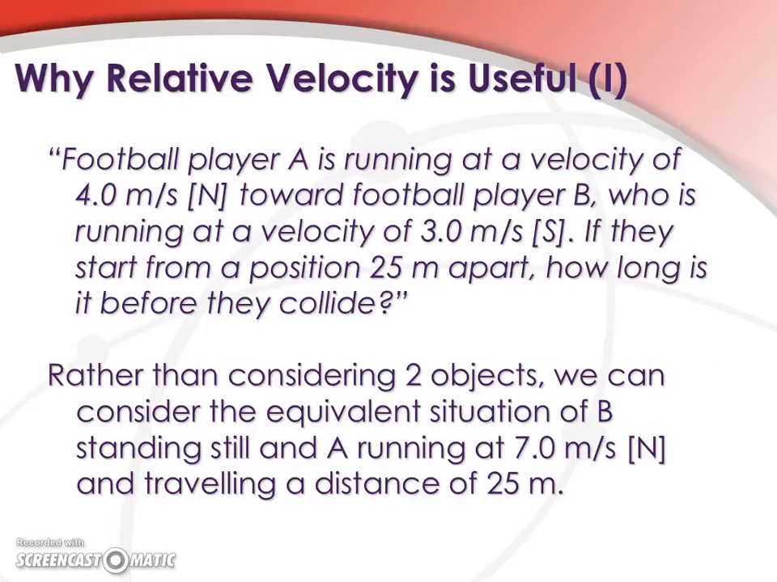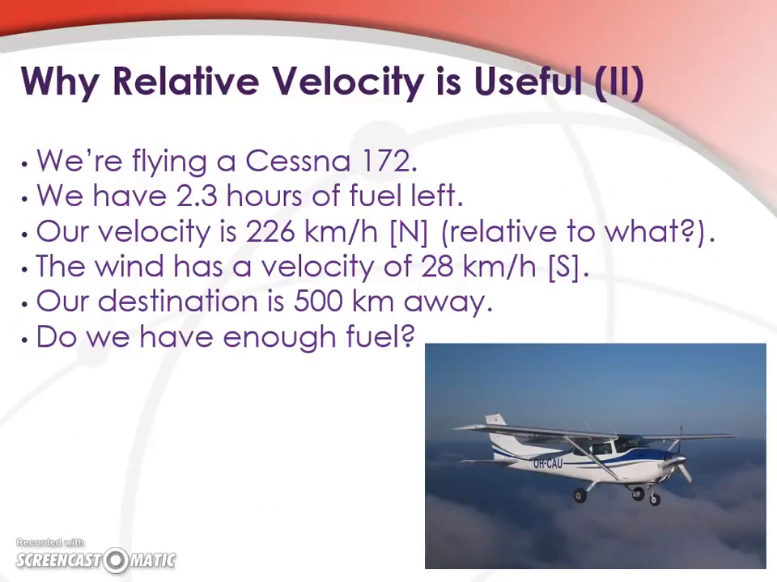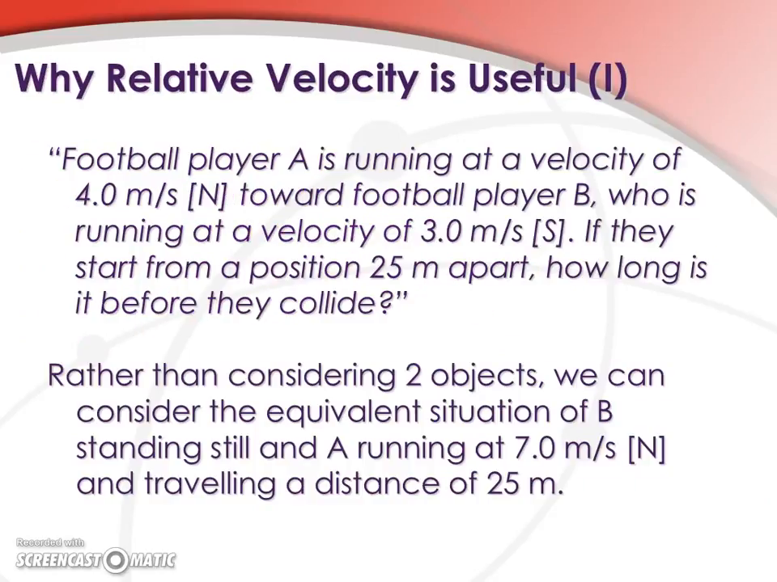Similarly, we can take the problem. Actually, well, let's talk about that for a second. So, rather than considering the two objects, we determined that the velocity of B with respect to A is 7 meters per second. Once we know this, it's a trivial problem to find out how long it takes to cover that 25 meters.